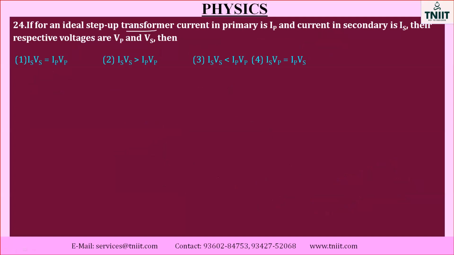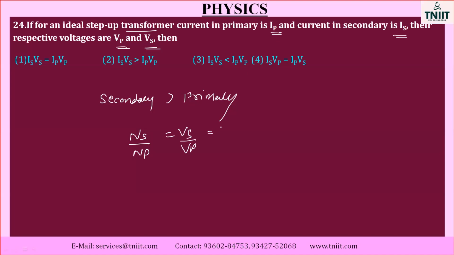For an ideal step-up transformer, current is IP, IS. What are the voltages across VP and VS? For a step-up transformer, the secondary should be more than the primary. So what is the turn ratio formula? NS by NP is equal to VS by VP, or in terms of current, IP by IS. So cross multiply: VS IS should be equal to VP IP. So first option, IS VS must be equal to VP IP.